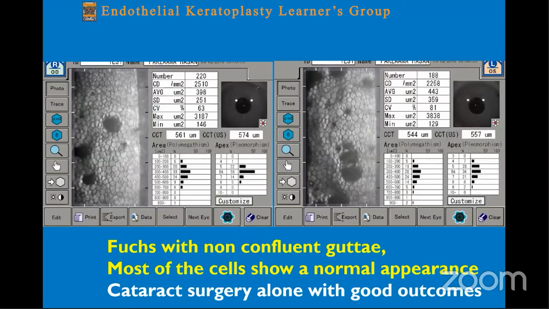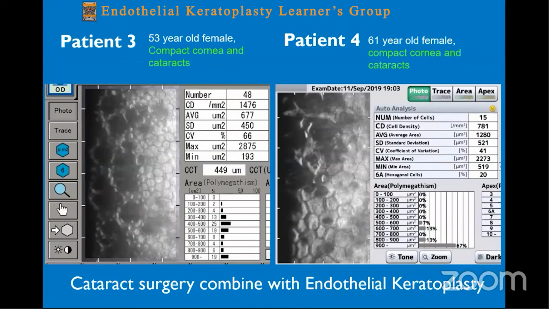A few more examples. This is a patient who is a 53-year-old female. The corneas are compact and the patient has a significant cataract, and you see more numerous guttae here. Now, what about the cells in between the areas of the dropout? The count is 1476, which is borderline.